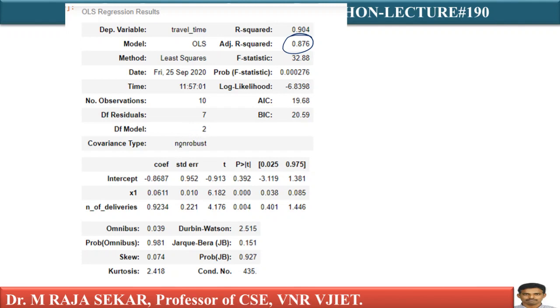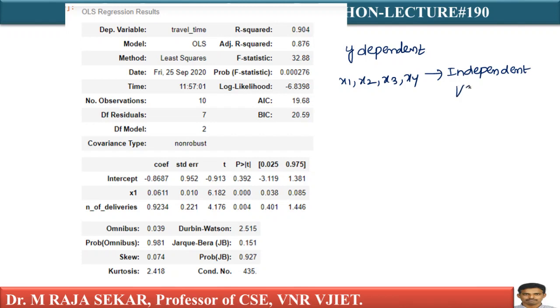Let me say, whenever we introduce a new variable, the value of R square will increase. Adjusted R square may also increase. We will try to understand with a simple example the meaning of R squared and adjusted R square. Let me assume y is the dependent variable, and x1, x2, x3, x4 are independent variables.